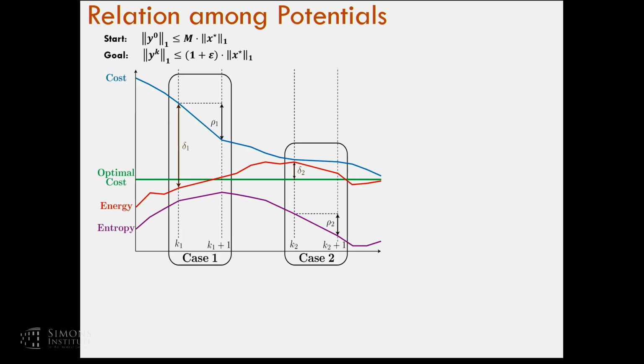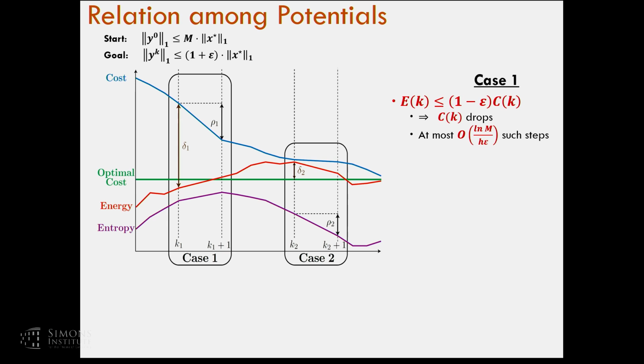I'm not going to give you an elaborate proof. The proof is not difficult. It's a few pages of calculations once you realize what there is to be proved, and once you have the right potential functions. Here is a cartoon version of the two cases that show up in the analysis. In the first case, at time k1, there is a large gap between cost and energy. Here we can prove that in the immediately following time step, the cost of the solution drops a lot.